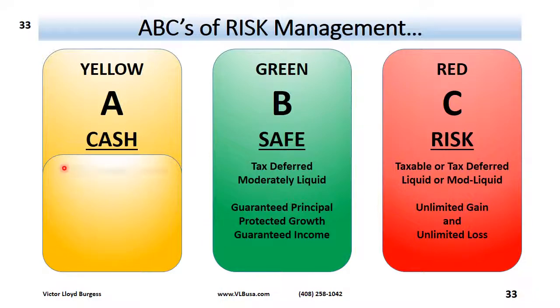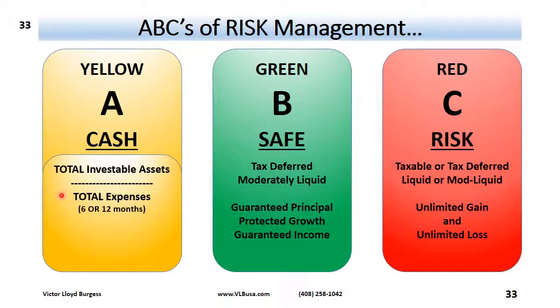Now how do we calculate our A money? Real quickly, you take your total investable asset amount. You divide it by your total expenses, your 6 or 12 months. Let's say you're using 12 months of expenses at $60,000. You have $500,000 of total investable assets. You divide your 60,000 by 500,000, that gives you 12%. 12% of 500,000 is 60,000. So in this case, under your cash, you would want $60,000 of your $500,000 here. Now let's jump over to our red.